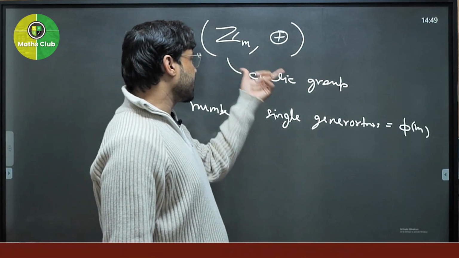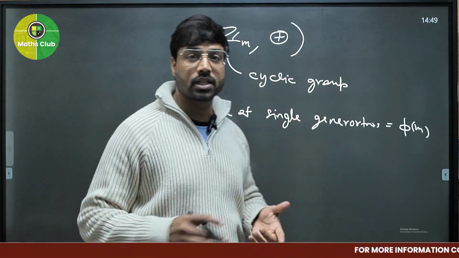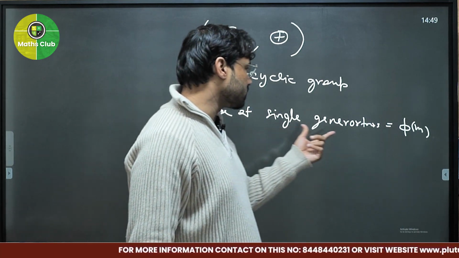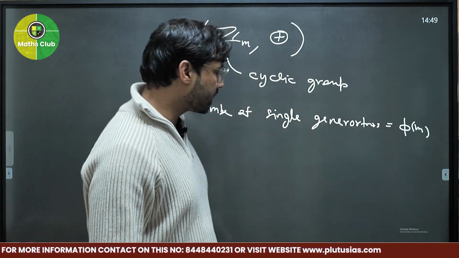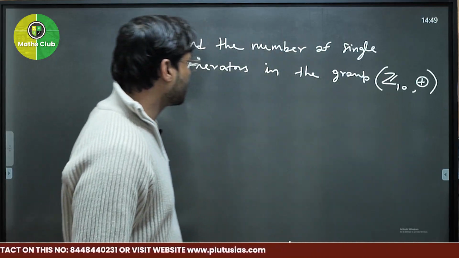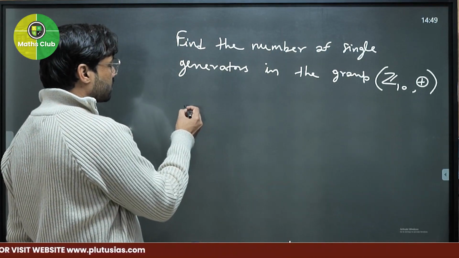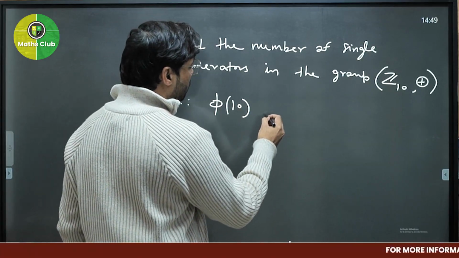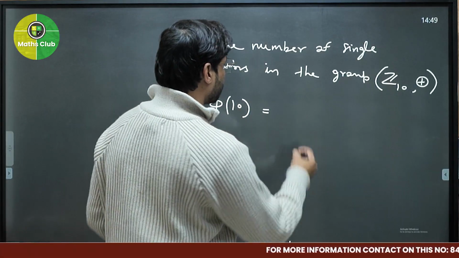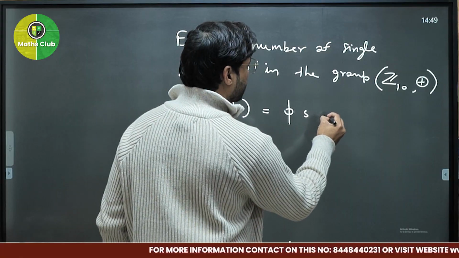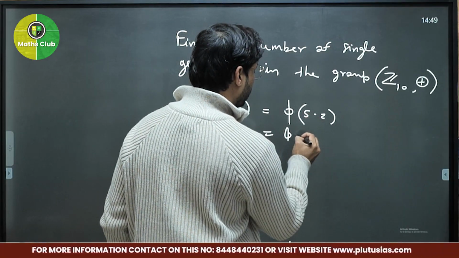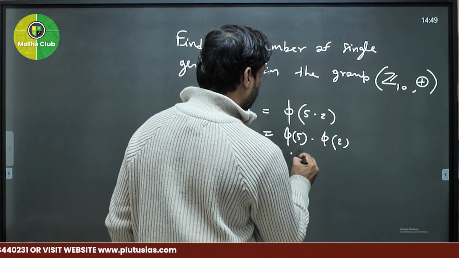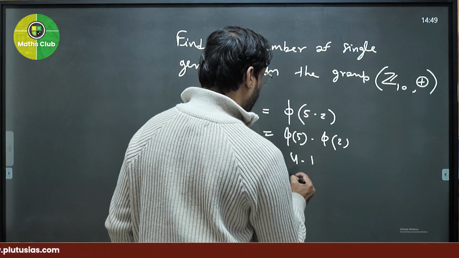Now this is the cyclic group, and we have to find the single generators. How many single generators are in this cyclic group? We directly use the result and calculate phi m. Therefore, calculate phi 10, and you know how to calculate phi 10. Phi of 5 into 2 equals phi 5 into phi 2 equals 4 into 1 equals 4.